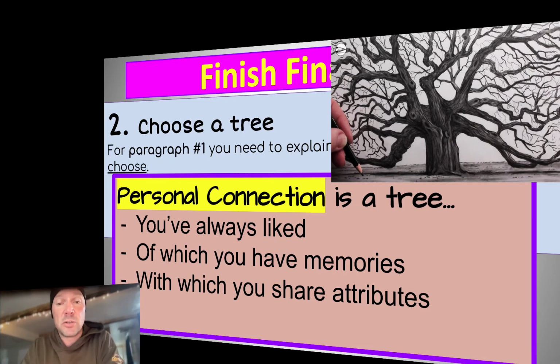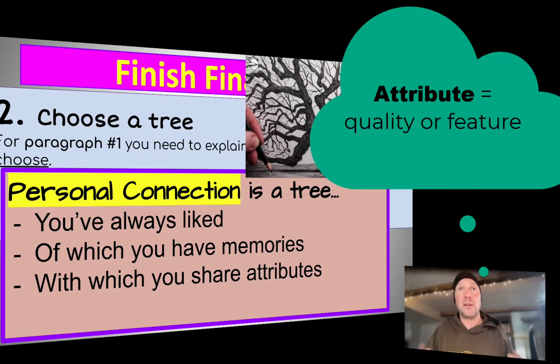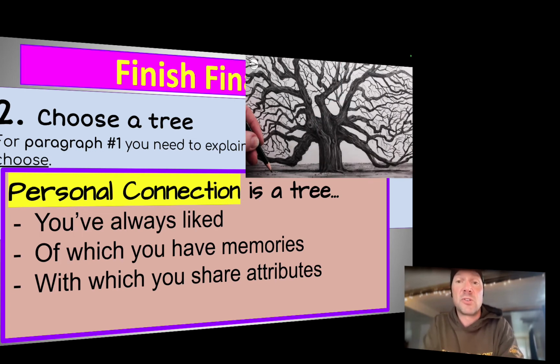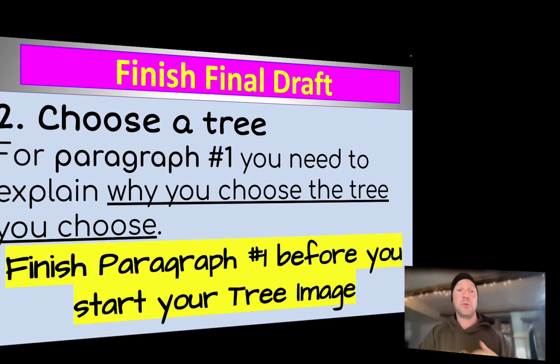A personal connection can also be a tree with which you share attributes. Attributes basically mean characteristics, or common similarities. So maybe a tree is really tough when it comes to droughts. It survives droughts. Maybe you have survived some droughts. So you really get to choose any tree around the world, including trees that might even be made up. So that's the idea of a tree. Finish paragraph number 1 before you start your tree image.